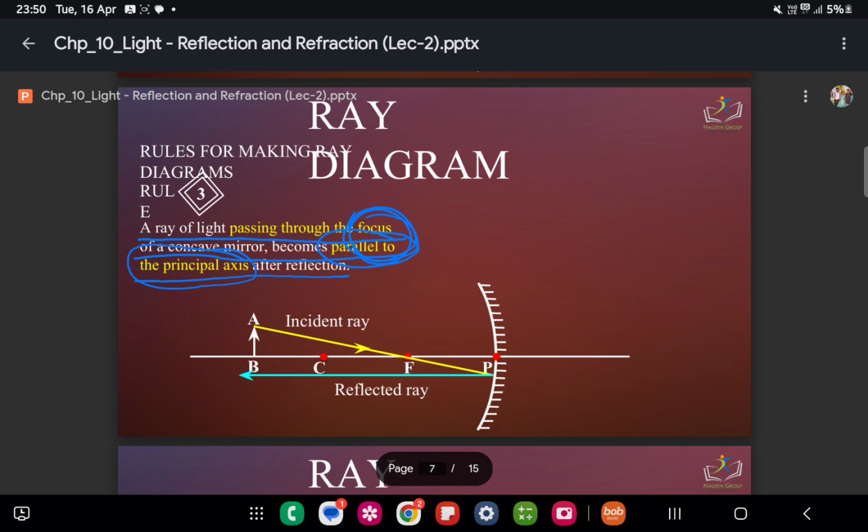This diagram represents that. Any incident ray that passes through the focus will be parallel to the principal axis. This is the incident ray and this is the reflected ray. The reflected ray is parallel to the principal axis. Both the principal axis and the reflected ray are parallel to each other. This is the third rule of the ray diagram.